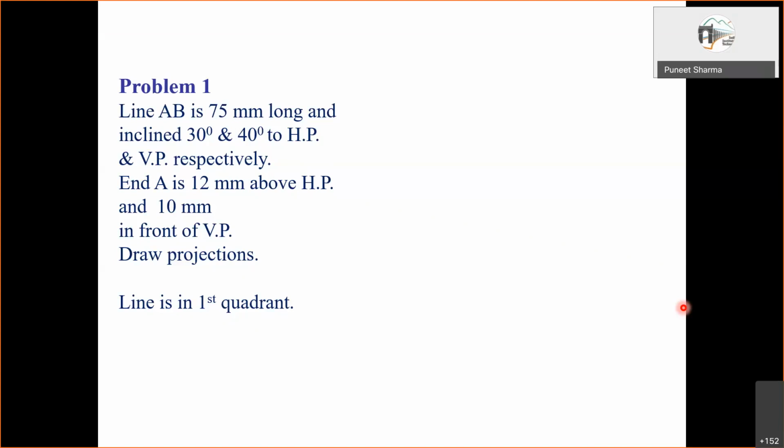So of course we will begin with the endpoint A. We have sufficient information to draw A dash and A at any suitable location. So we can begin with A dash, right? 12 mm above HP, so you locate A dash, and 10 mm in front of VP, so you locate A. Then the line is in the first quadrant, so our top view will remain below the XY and the front view will remain above the XY. Then we have the inclinations.